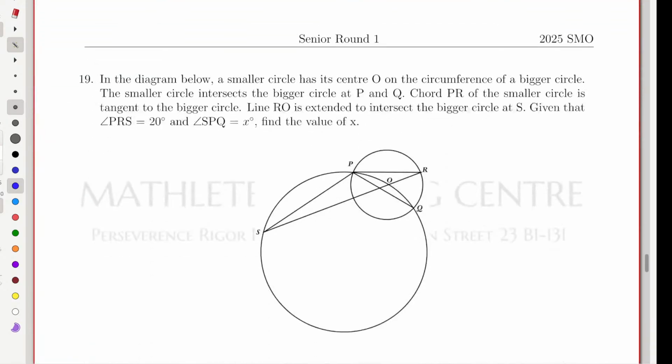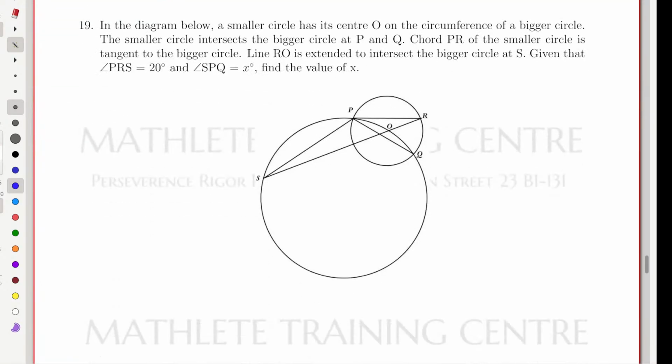Okay, question number 19. Finally, a not so boring question, an interesting question. In the diagram below, we have a smaller circle with center O on the circumference of a bigger circle. It's a bit hard to see all these things. Actually, you know what? I'm going to reproduce the diagram but bigger. So watch this.